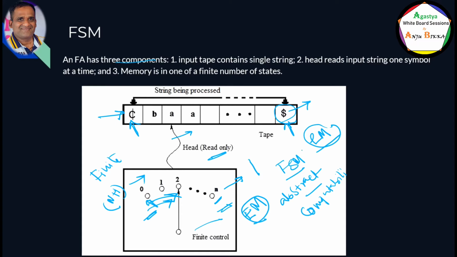That is the reason a finite state machine has limited memory. That is the reason it has limited computing capability. So limited memory, limited computing capability. These two are worthwhile to remember.